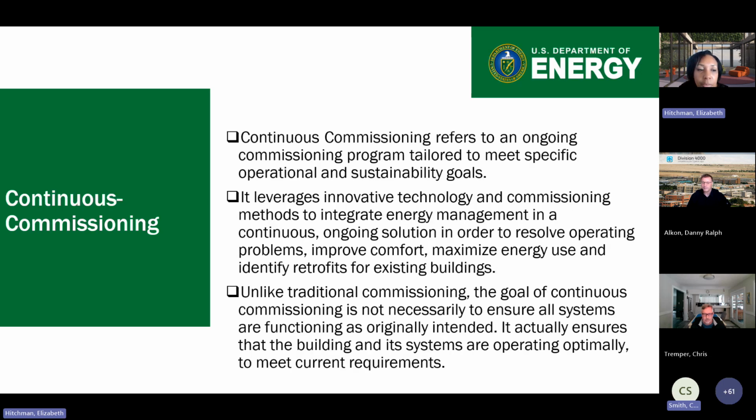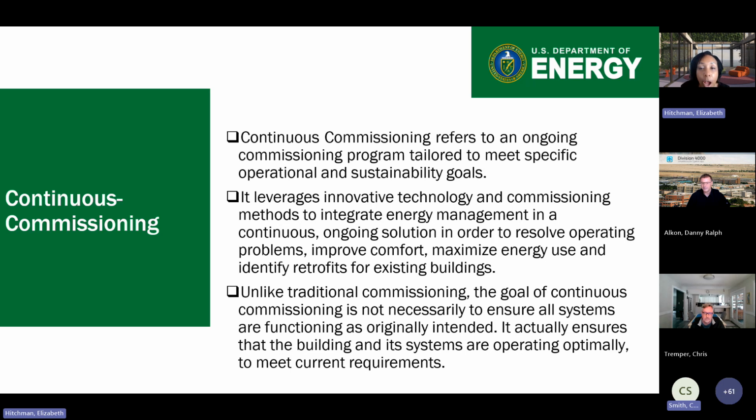And the last is continuous commissioning. Continuous commissioning refers to an ongoing commissioning process or program tailored to meet specific operational and sustainability goals. It leverages, of course, technology, and you can also do this with project management as well. It's an ongoing solution, obviously.